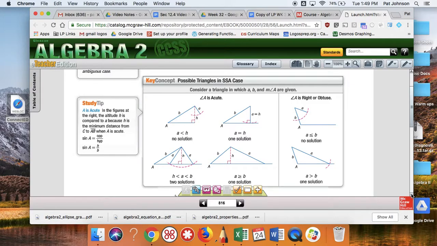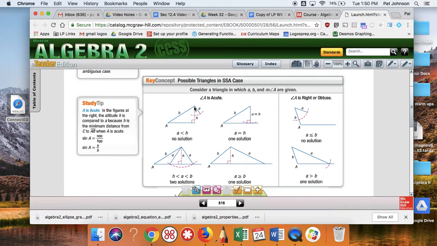If it's acute, we're going to look at the left side of this key concept box. If it's obtuse or right, we're going to look at the right side of this box. So if A is acute, then we have to say, is it less than h? Is it equal to h? Is it greater than or equal to b? Or is it between b and h? And these are our possibilities. So you're saying, what is h?